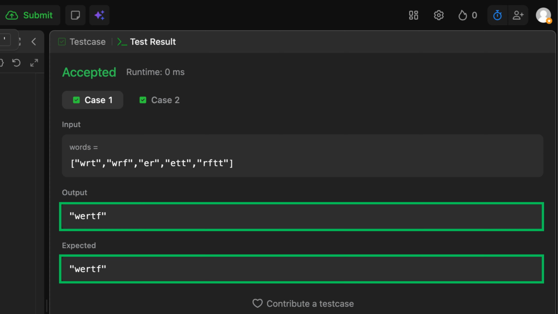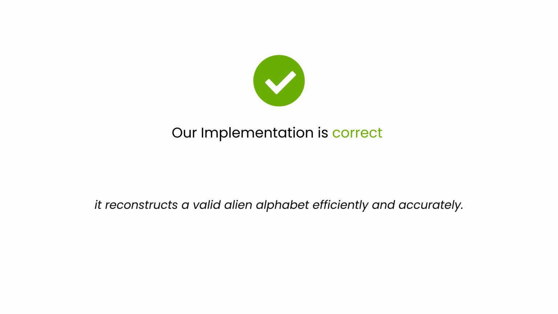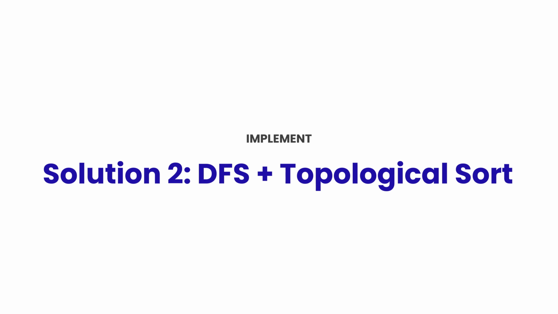WERTF. It satisfies all the inferred rules and matches the expected result. So, the implementation is correct. It reconstructs a valid alien alphabet efficiently and accurately. Now let's try solution 2.